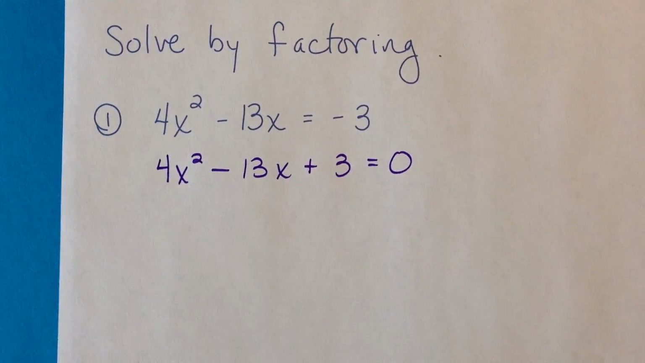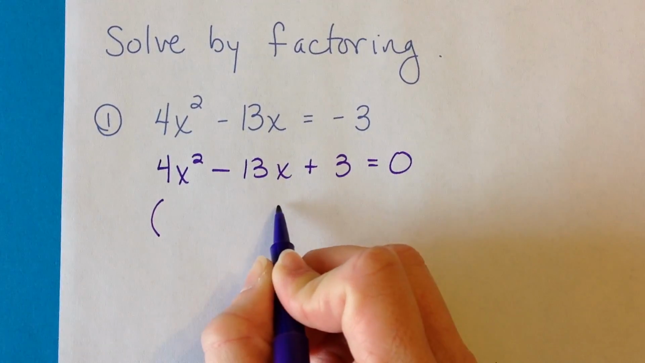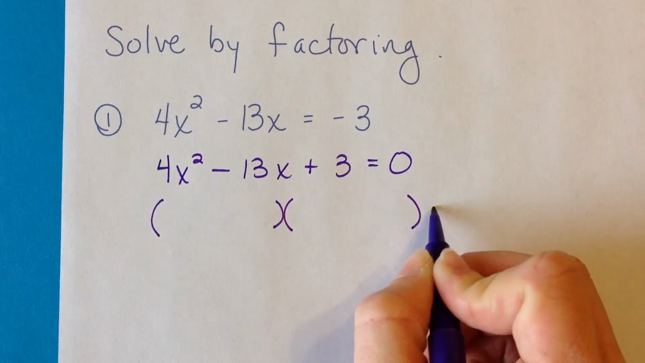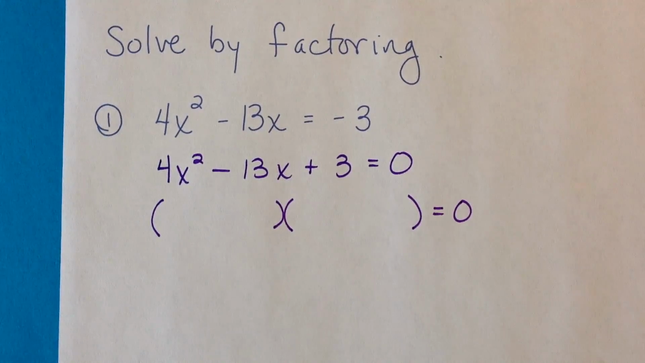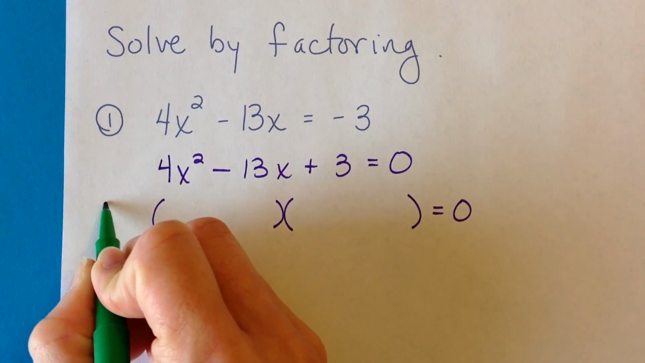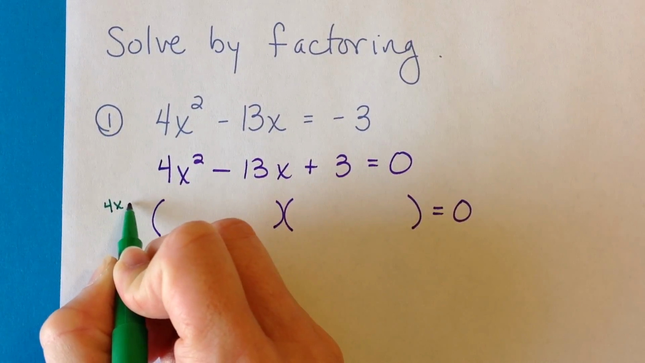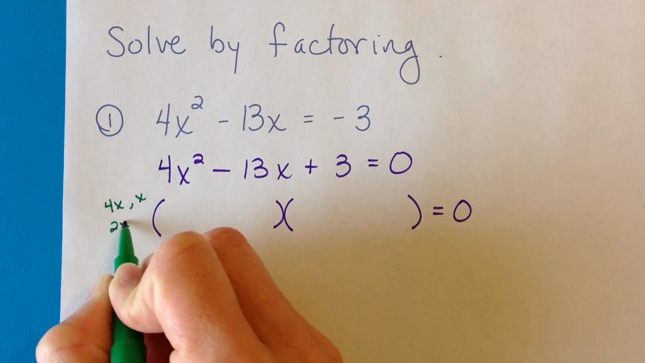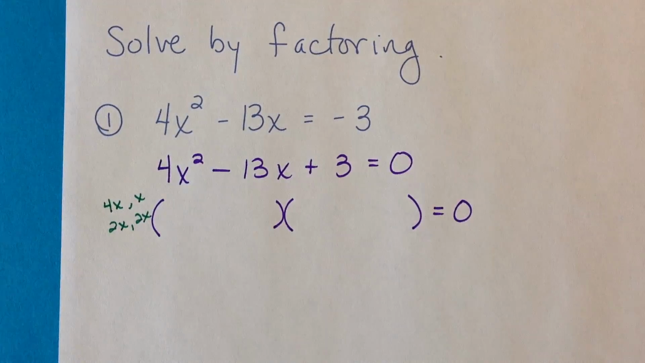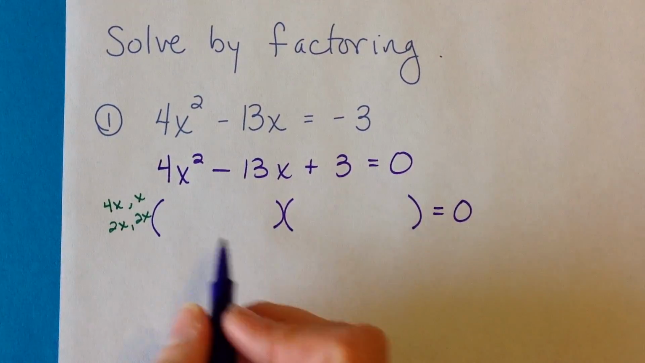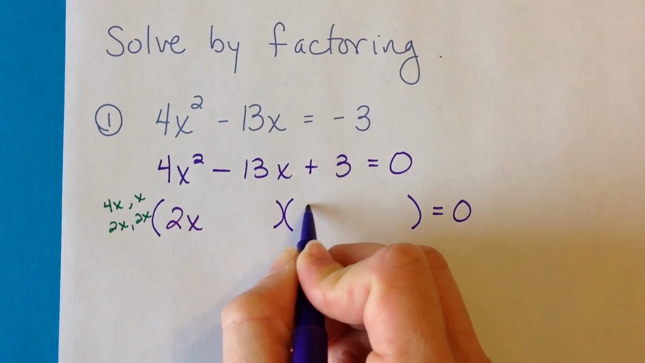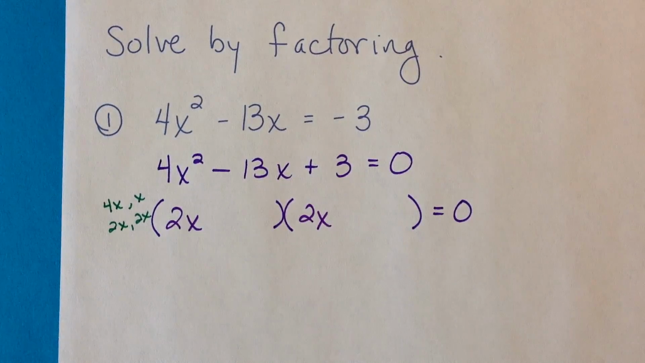When you have a trinomial, the factoring process is where you factor it into the two binomials. Now, my first term being 4x squared, I can multiply 4x times 1x or 2x times 2x. So you have a choice there. I would definitely try the 2x times 2x first. So that'll be your first term in each of those binomials.